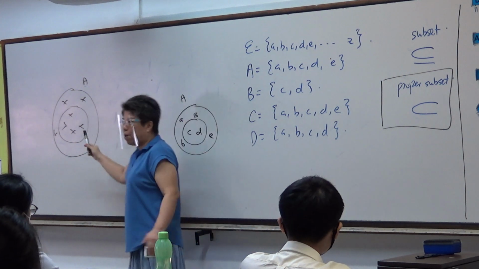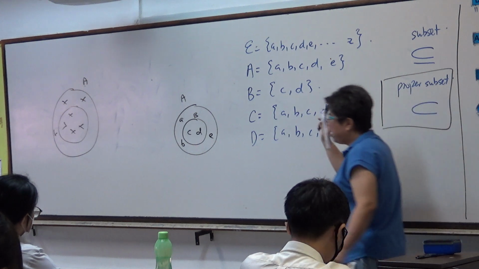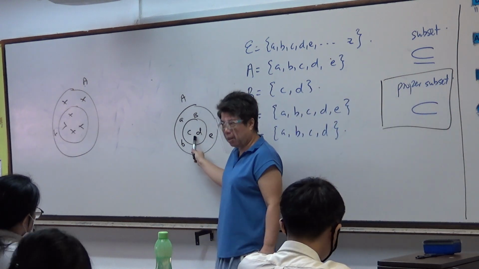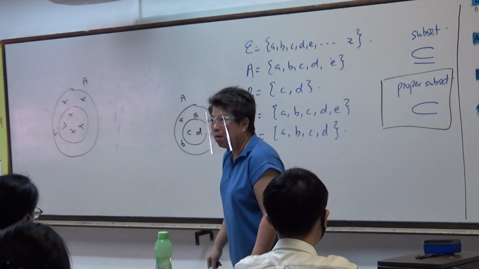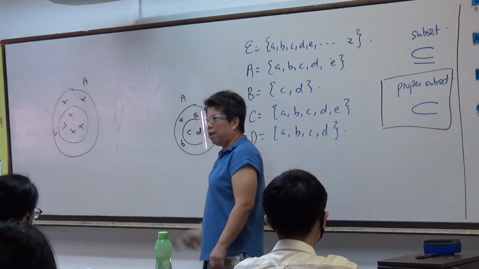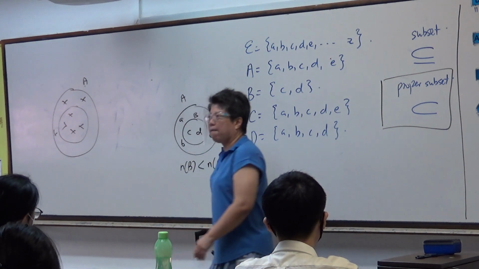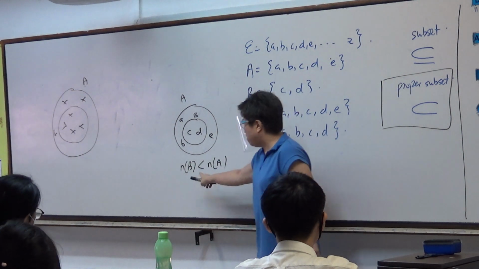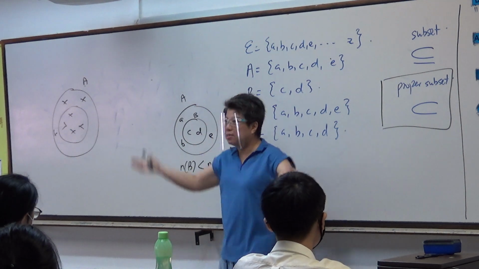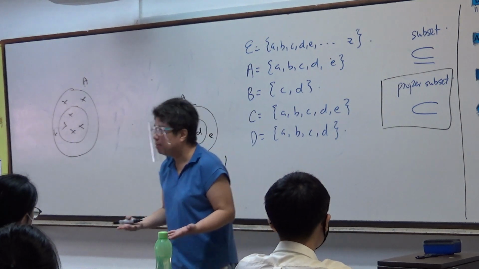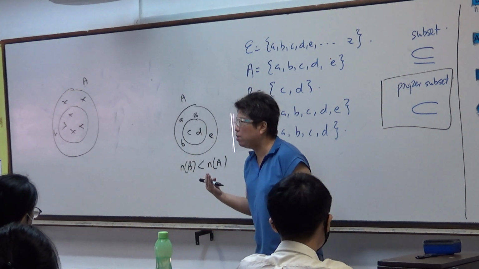Now, if it's a proper subset, right? Every element of B must be an element of A, right? And of course, the number of elements in B must be less than the number of elements in A, right? It cannot be equal. If it's equal, then it can be a subset only. It may be a subset. Do you understand what I'm talking about here? So it's very important. Everybody clear with what I'm saying?